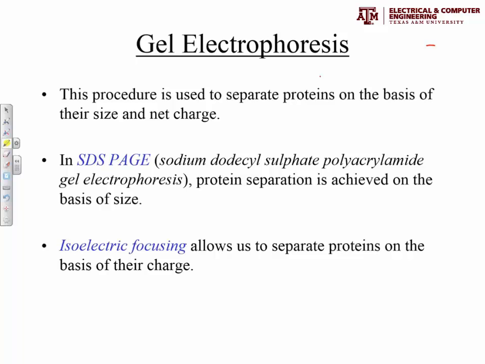So in the case of sodium dodecyl sulfate polyacrylamide gel electrophoresis, protein separation is achieved on the basis of size, because you've mixed it up with SDS, which is negatively charged, right? So under an electric field it is going to move, but the amount by which it will move will depend on the size of that particular protein. If the protein is smaller in size, it has a smaller molecular weight, it will migrate more. If it is larger in size, it will migrate less. So you can separate out proteins on the basis of size.